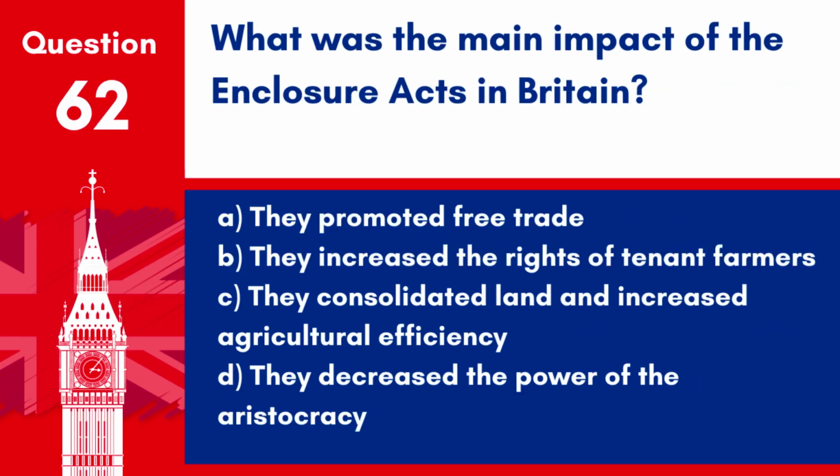Question 62. What was the main impact of the Enclosure Acts in Britain? A. They promoted free trade. B. They increased the rights of tenant farmers. C. They consolidated land and increased agricultural efficiency. D. They decreased the power of the aristocracy.